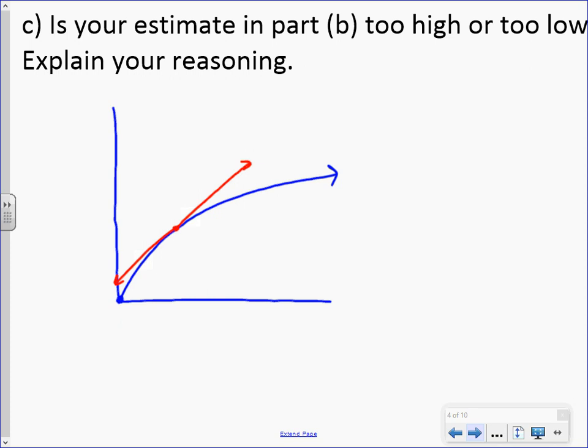Okay? If I had given you y equals x squared, and we approximated somewhere over here like at 3, our tangent line is sitting underneath the curve because it's concave up, and we would have an under approximation.